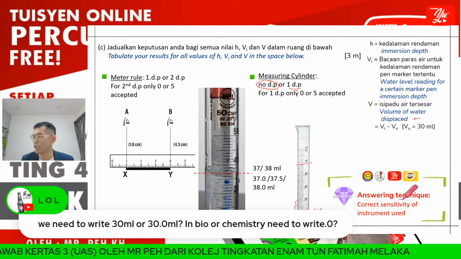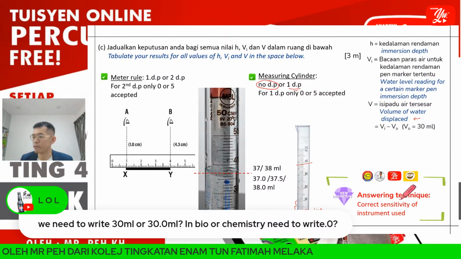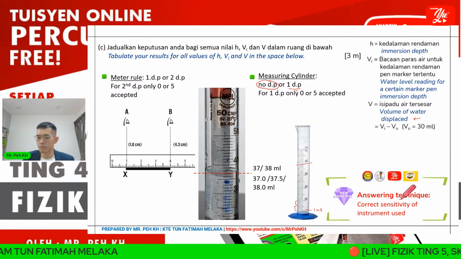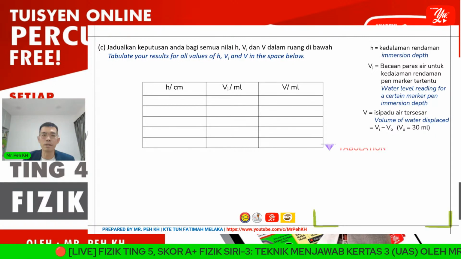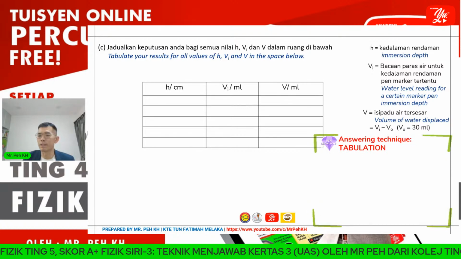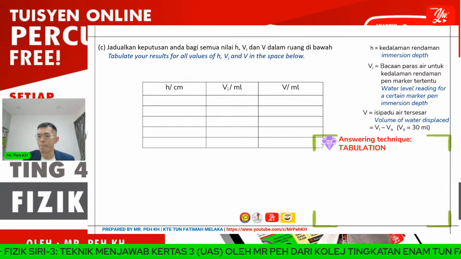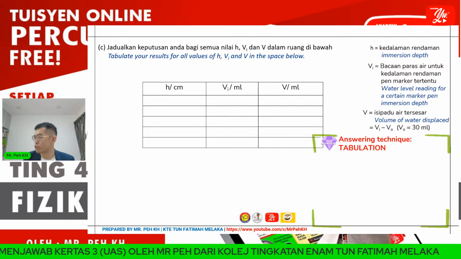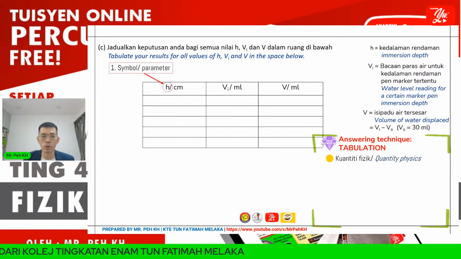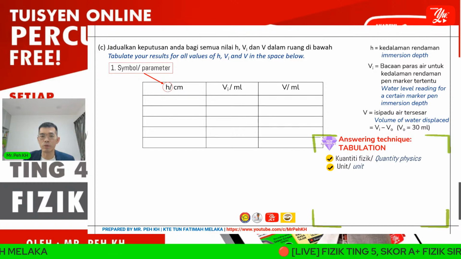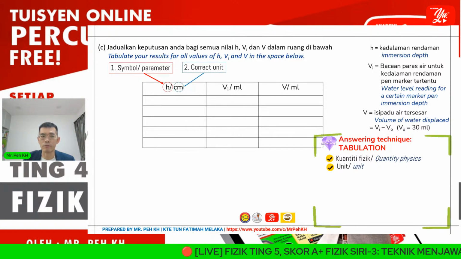I will show you at the tabulation. Here I'm using 1 decimal place for this experiment. So the tabulation technique here, you need to fulfill the 4 items just like I showed you. The first will be the quantity, physics, so you can use the symbol. Then second, you have to give the unit. You have to give the unit for all.